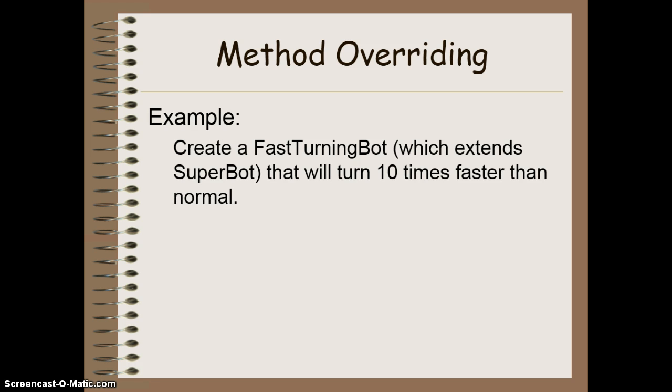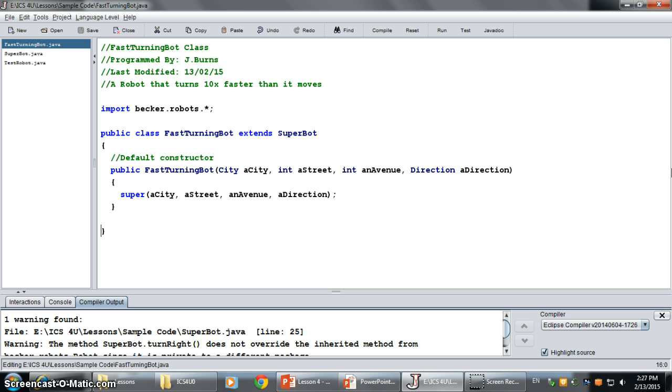For example, I want to create a fast turning bot which is going to extend the super bot that we worked on in our last lesson. This fast turning bot is going to allow us to have a robot that turns 10 times faster than it normally moves. So what would this look like?